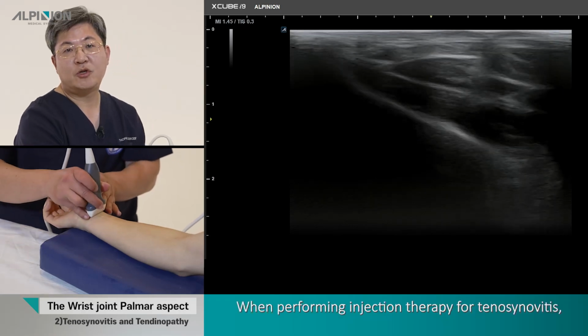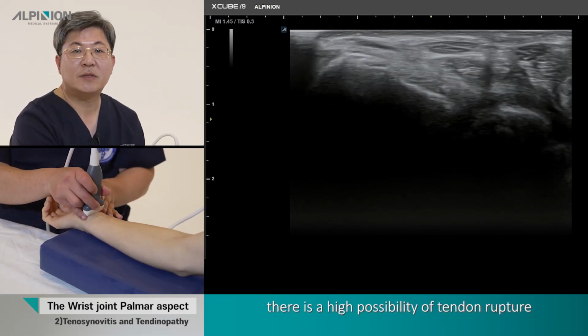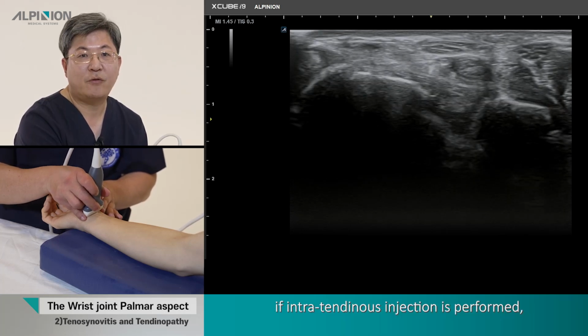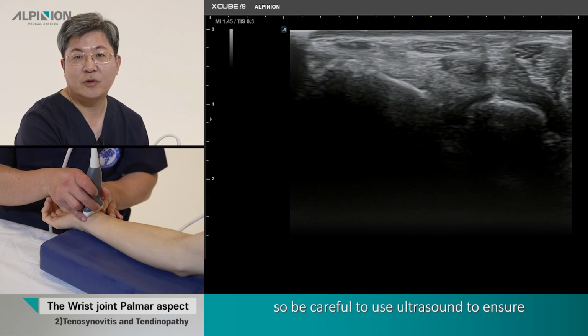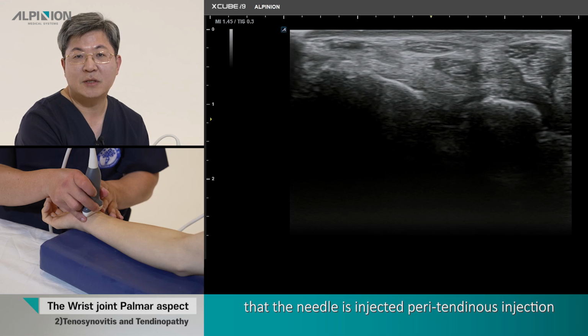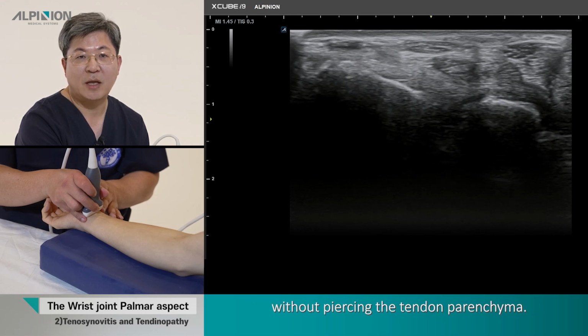When performing injection therapy for tenosynovitis, there is a high possibility of tendon rupture if intratendinous injection is performed. So be careful to use ultrasound to ensure that the needle is injected as a peritendinous injection without piercing the tendon parenchyma.